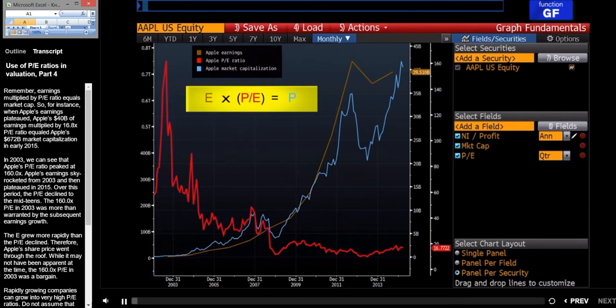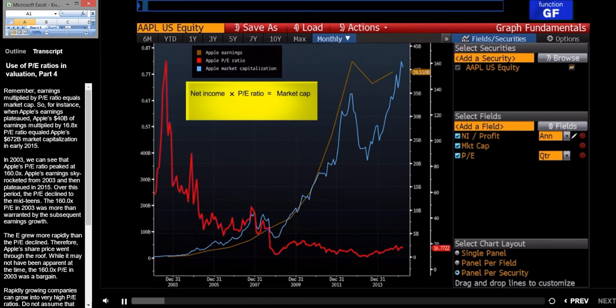Remember, earnings multiplied by P/E ratio equals market cap. So, for instance, when Apple's earnings plateaued, Apple's $40 billion of earnings multiplied by 16.8 times P/E ratio equaled Apple's $672 billion market capitalization in early 2015. In 2003, we can see that Apple's P/E ratio peaked at 160 times.